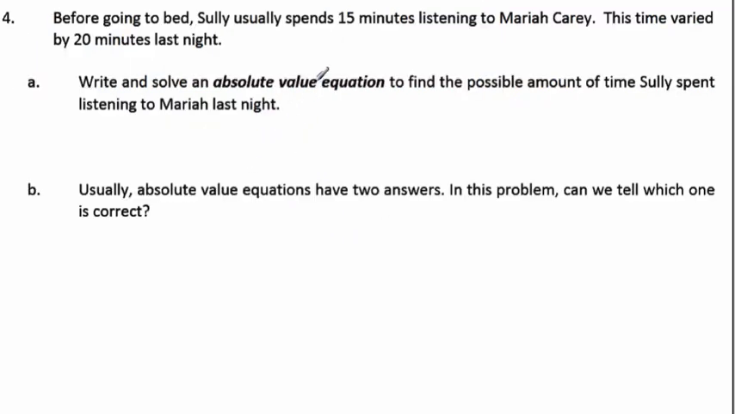4. Before going to bed, Sully usually spends 15 minutes listening to Mariah Carey. True story. The time varied by 20 minutes. So all this difference is going to equal 20. Equals 20 minutes. Okay? Now normally he spends 15. How much did he spend last night? We'll call it N for last night. I don't know. The difference between last night and 15 was 20 minutes. All right? There you go.